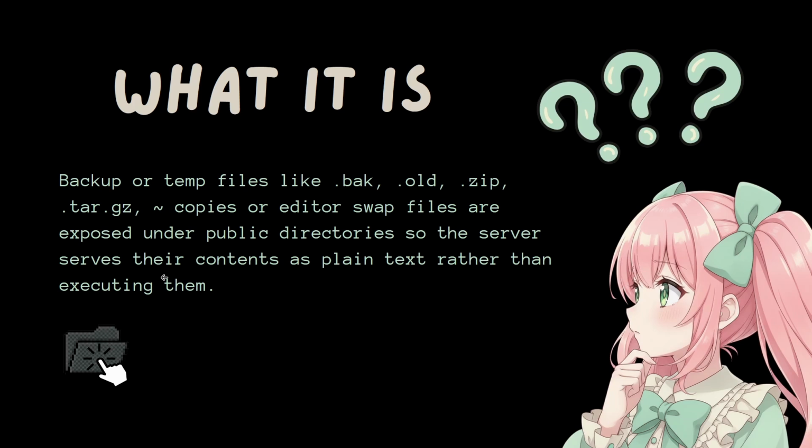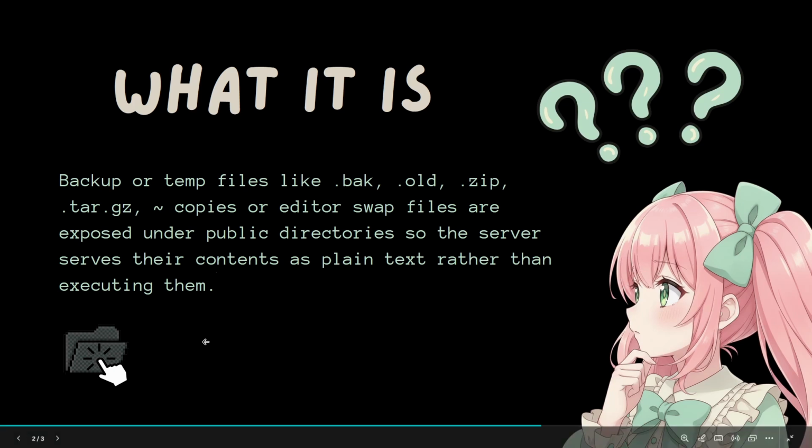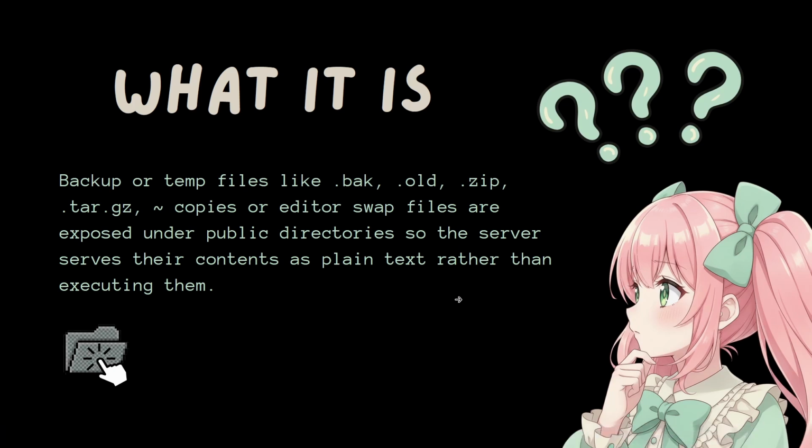Now, backup or temporary files like .bak, .old, zip, tar, .gz, copies or editor swap files are exposed under public directories. So the server serves their contents as plain text rather than executing them. What this means is that these backup files are not supposed to be placed under the public directories, which is basically the document root directory where the actual content of the website is served, right?